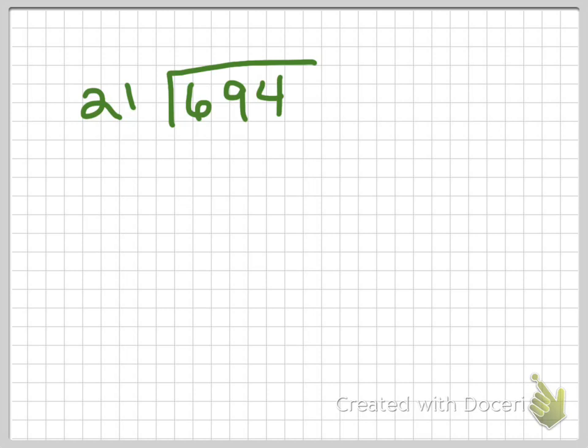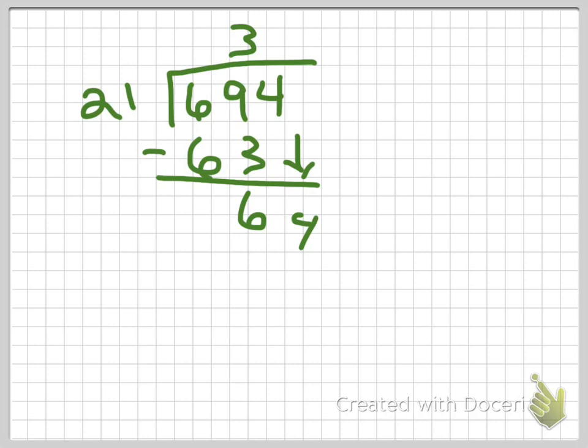So we're just going to do the same thing we were doing before. We're going to say 2 times what gives me 6. And it's going to be a 3. We're going to put a 3 there. So it'll be 63 minus 69, which will be 3. Bring down your 4, and it'll be 64, I mean. Okay, 64. Bring down that 4.